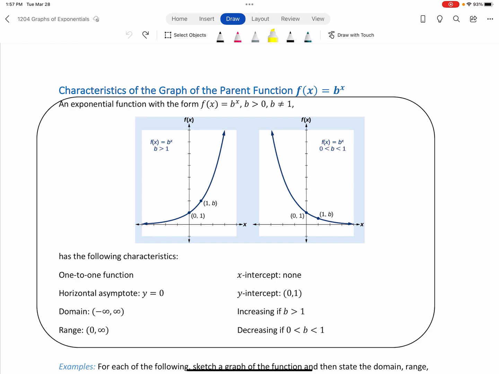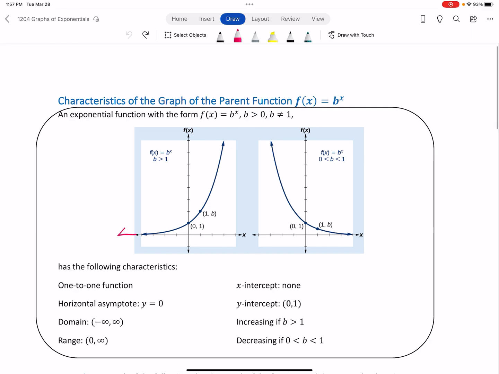The domain of both these functions goes from negative infinity to positive infinity. It goes forever to the left and forever to the right in both pictures, right? So negative infinity to positive infinity. The range, however, starts at 0 and goes up from there. So from 0 to infinity is our range. There are no x-intercepts. It never crosses that x-axis.